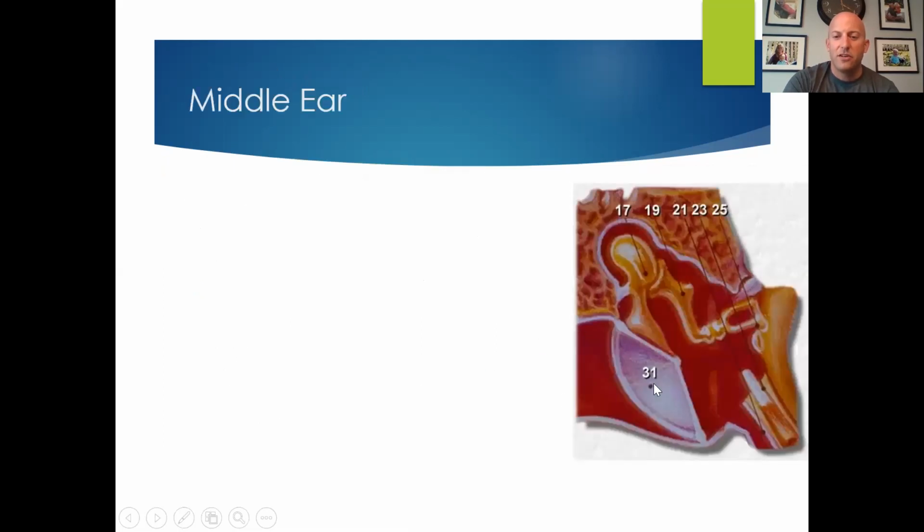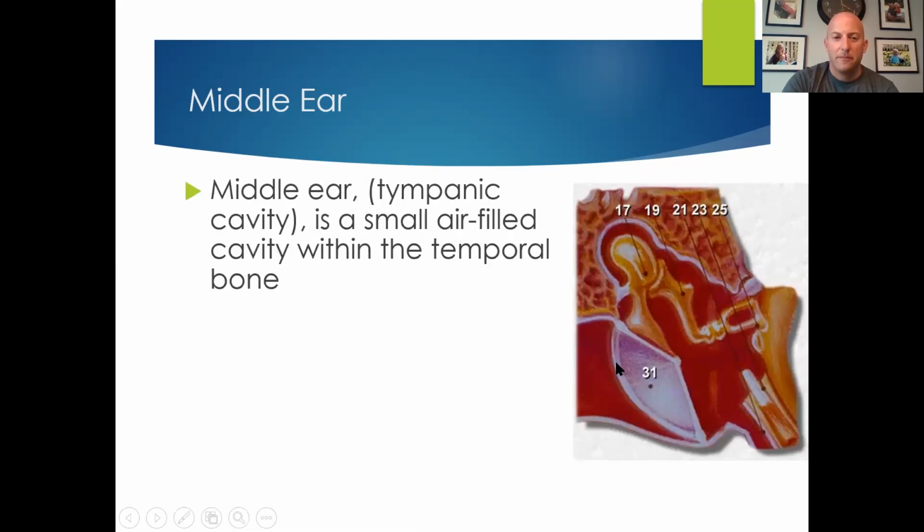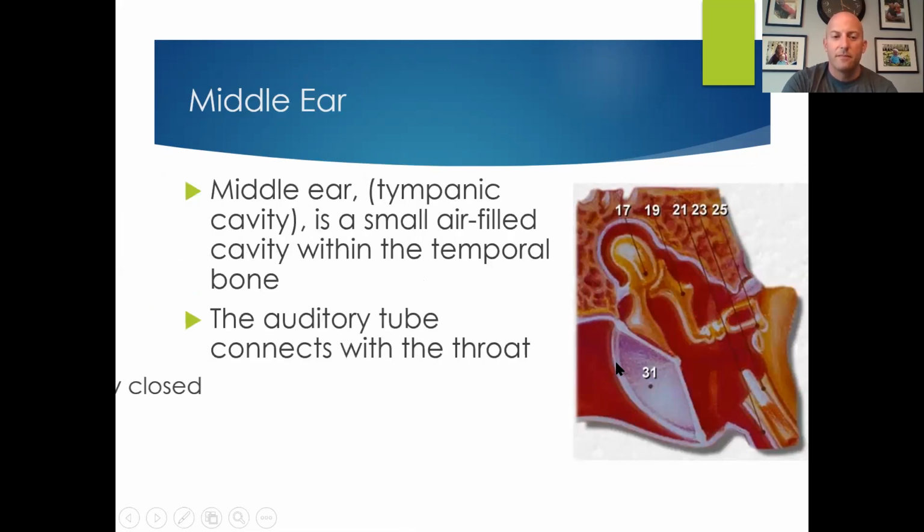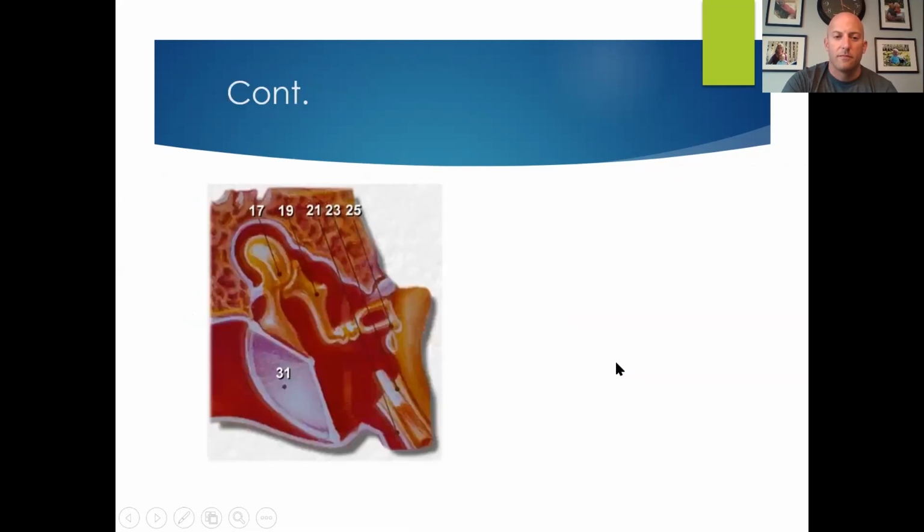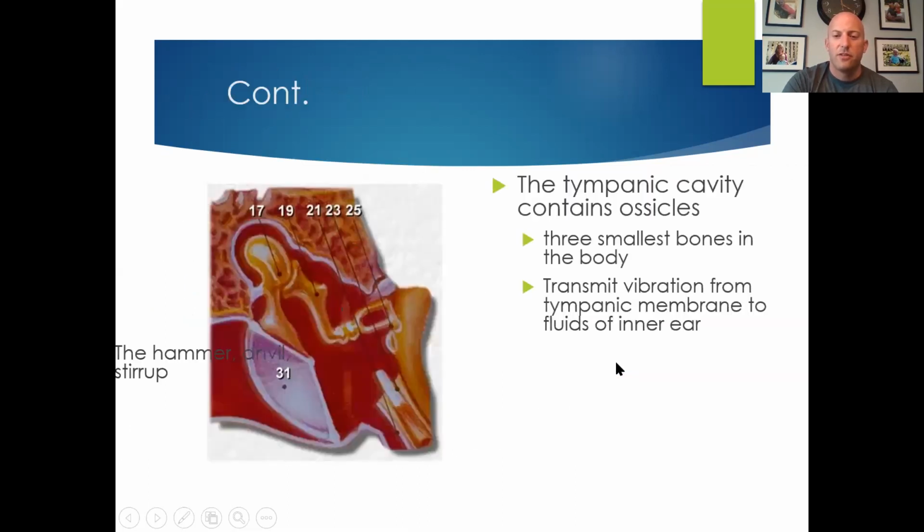Okay, sound waves enter and cause this to vibrate, and we have the ossicles, the hammer, the anvil, and the stirrup. Okay, those are the three smallest bones. And remember, we said sound travels a lot better through solids than it does through liquids or air. And so as a result, these are actually acting like amplifiers. They're going to amplify that sound to help travel it down to the inner ear.